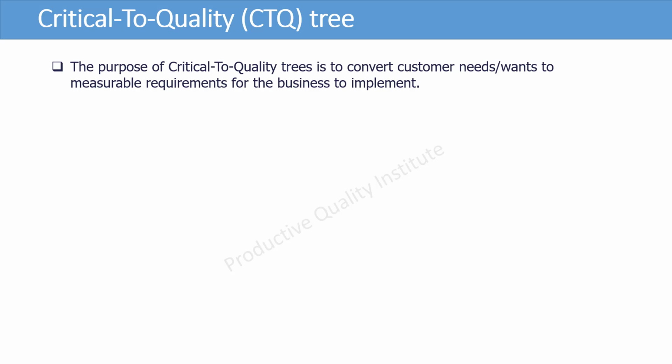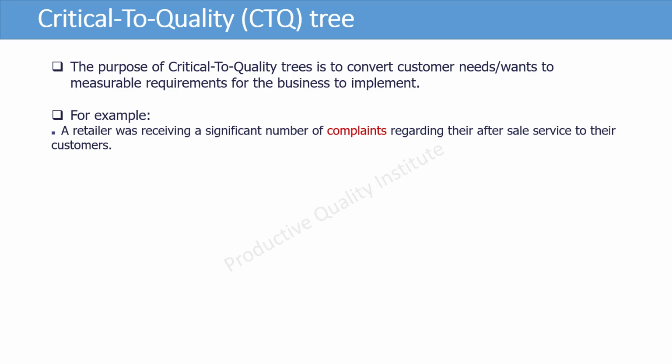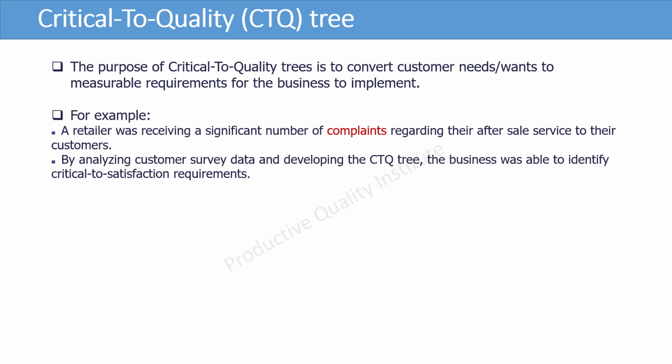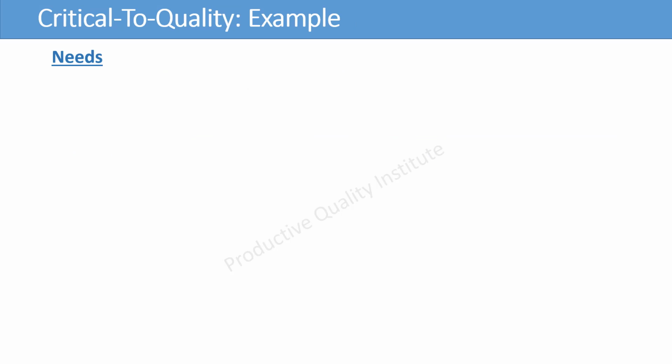The purpose of critical to quality trees is to convert customer needs and wants to measurable requirements for the business to implement. For example, a retailer was receiving a significant number of complaints regarding their after-sale service to their customers. By analyzing customer survey data and developing the CTQ tree, as in the next slide, the business was able to identify critical to satisfaction requirements.